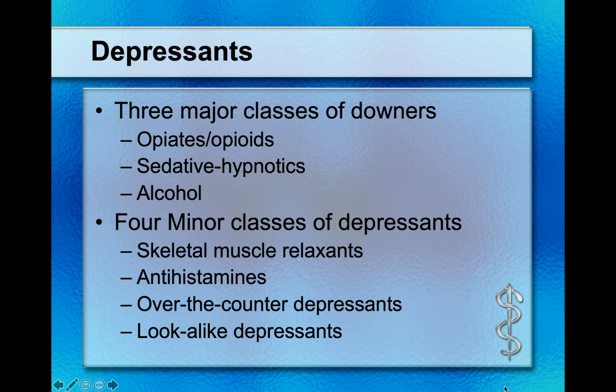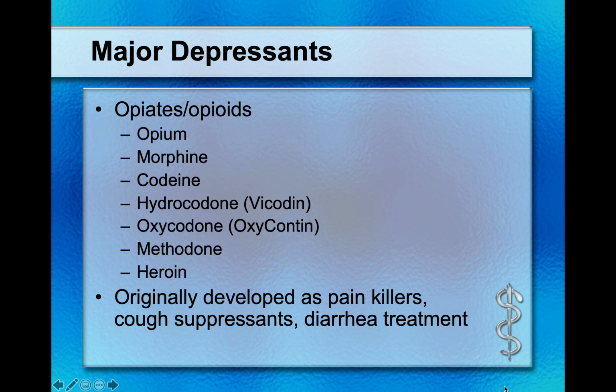So, four minor classes of depressants are skeletal muscle relaxants, antihistamines, over-the-counter depressants, and look-alike depressants. Now, when we talk about look-alike depressants, these were real popular back in the 1980s. They're outlawed in the United States now, so we don't see them anymore. But once upon a time, we did see a lot of look-alike depressants.